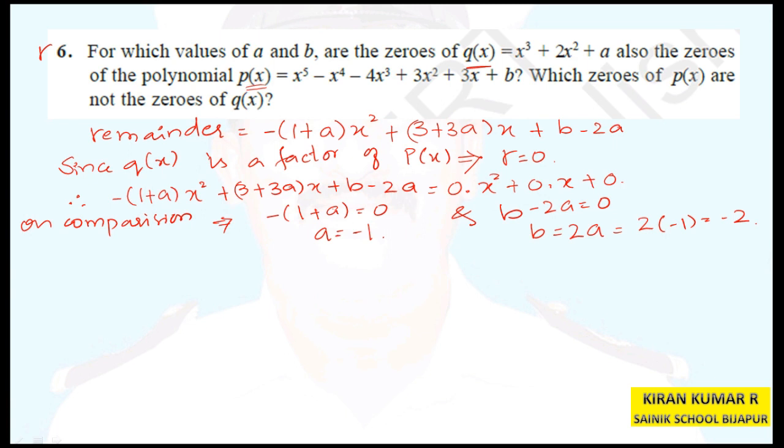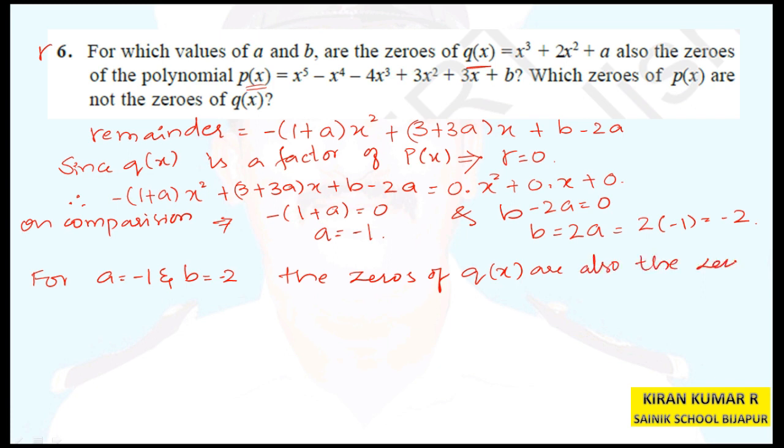So for a is equal to -1 and b is equal to -2, the zeros of q of x are also the zeros of p of x.